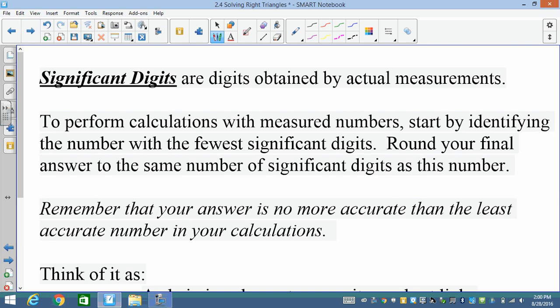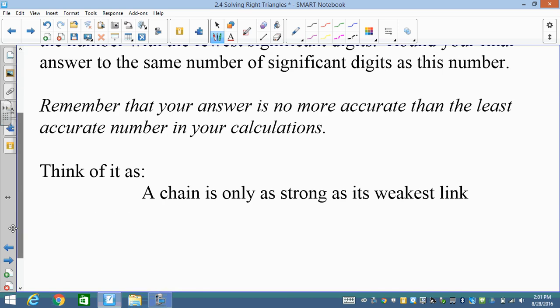Okay, let's first talk about significant digits. Significant digits are digits obtained by actual measurements. To perform calculations with measured numbers, start by identifying the number with the fewest significant digits. Round your final answer to the same number of significant digits as this number. Remember that your answer is no more accurate than the least accurate number in your calculations. Think of it as a chain is only as strong as its weakest link.